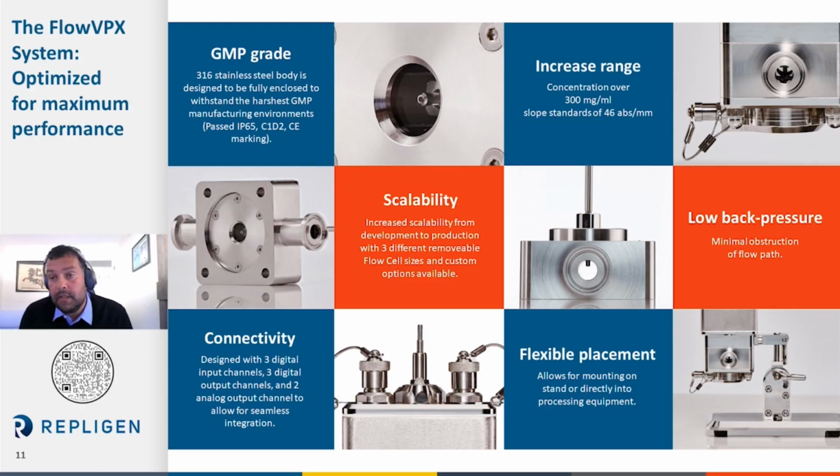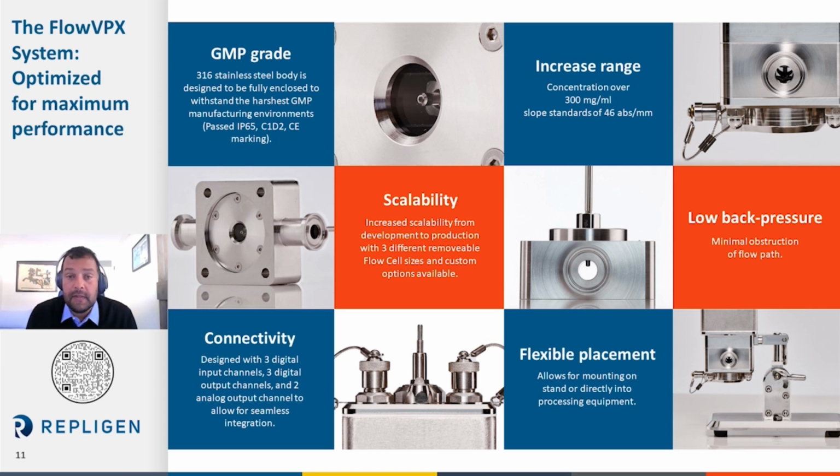The system is made to be GMP grade. All the components are 316L stainless. Those come with certs that we can provide so that you can bring this to your QA group and file the information. The system has a vast concentration range. It can go over 300 mg per mil for a typical antibody.